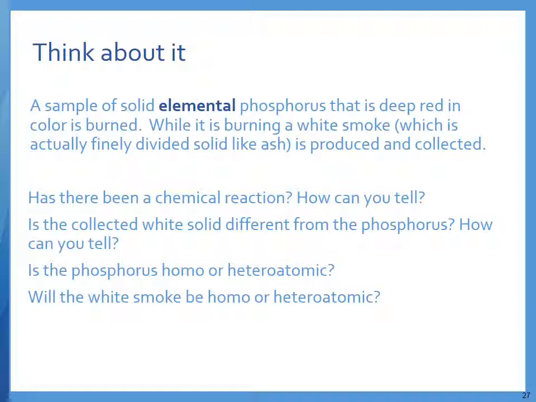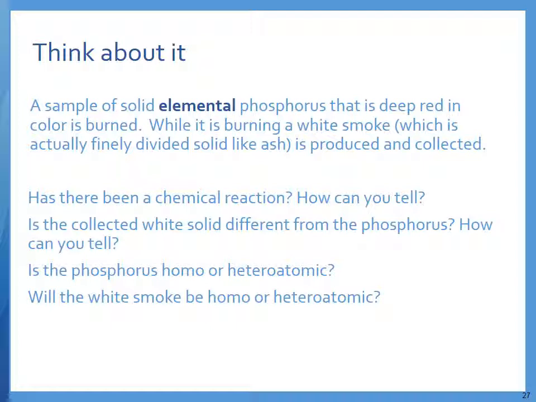So first of all, has there been a chemical reaction? Yes, there has. How can you tell? Well, we see the word burning, we see a change in color, we see smoke being produced. All of those things tell us that there's a chemical reaction. Is the collected white solid different from the original phosphorus? Yes, it is. How can you tell? It's a different color. If it was still the regular, the elemental phosphorus, it would still be red because that is a physical property of phosphorus. Now, because it's changed to something else, because it's turned white, it must be some other compound.